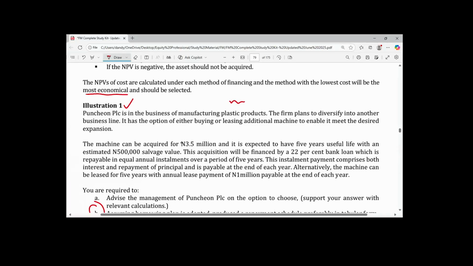So I need one of you to read. Who is helping us to read the illustration 1? Somebody should help us read. Okay, I share it, sir. Okay, go ahead, Amarachi.